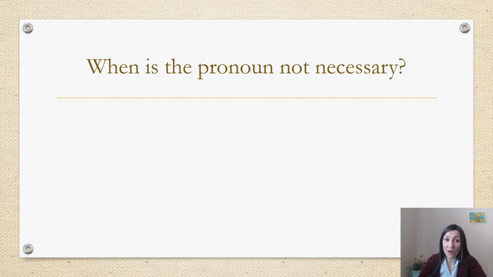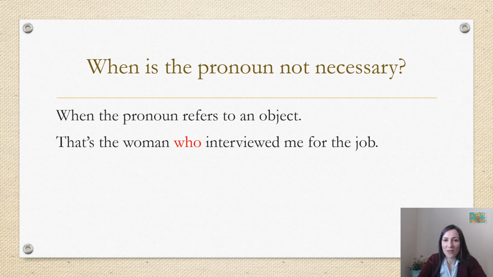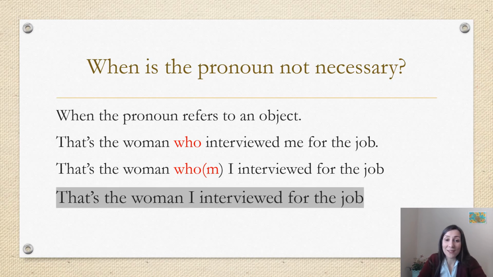When is a pronoun not necessary? Actually, when the pronoun is an object, we don't really need it. Take a look at these examples. So, that's the woman who interviewed me for the job. Here, the pronoun is a subject. She interviewed me. But in the second example, that's the woman whom I interviewed for the job. We're using whom. We can do that because this is an object. But actually, with an object, we don't even need a pronoun. We can just say, that's the woman I interviewed for the job. So we don't need this whom I interviewed. That's the woman I interviewed for the job.